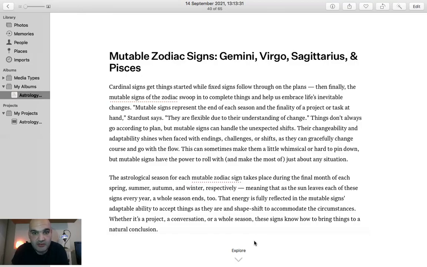The astrological season for the mutable zodiac signs takes place during the final month of each spring, summer, autumn, and winter, respectively, meaning that the sun leaves each of these signs every year. Every year, a whole season ends too. That energy is fully reflected in the mutable signs' adaptable ability to accept things as they are and shape shift to accommodate the circumstances. Whether it's a project, a conversation, or a whole season, these signs know how to bring things to a natural conclusion.